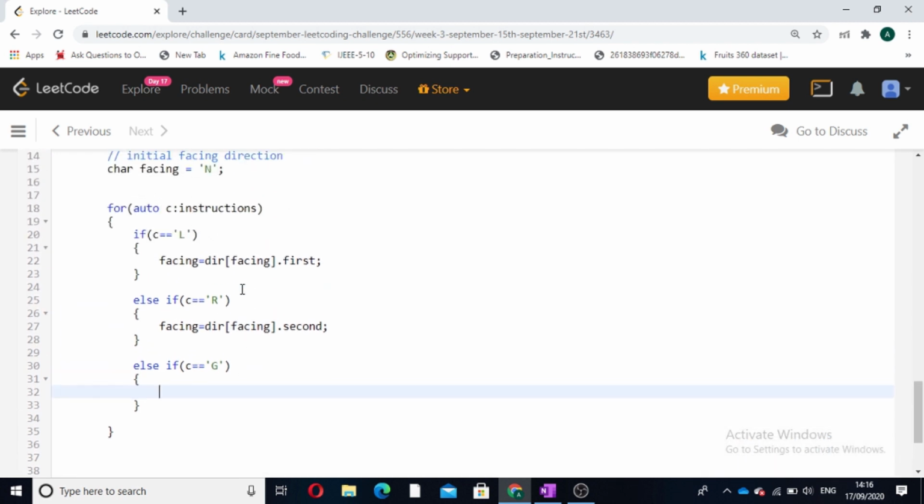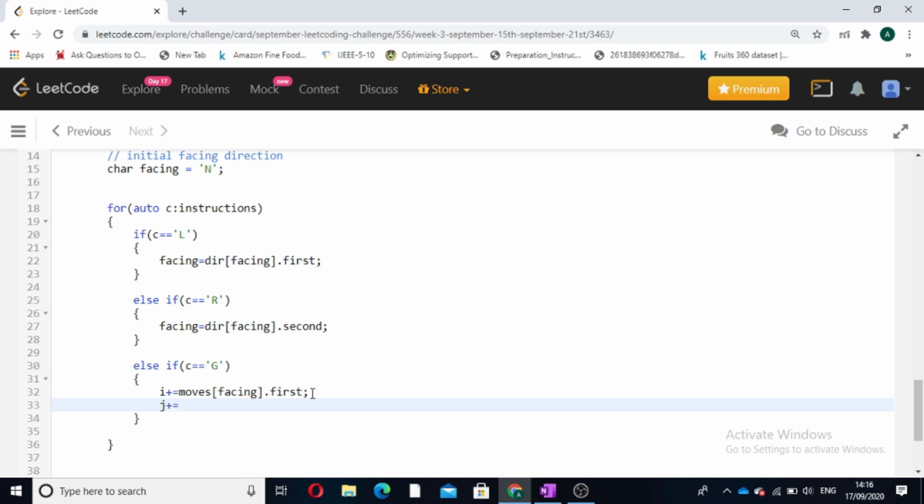Now when we have encountered a G, we have to move one step forward in the direction we are facing. So what will be the change in the i coordinate, that is the x axis? That will be equal to moves, where the key will be the direction in which we are currently facing, dot first value, which gives the change in the coordinate value in the x axis direction. Now the change in the j axis will be equal to moves, the direction in which we are facing, dot second value.